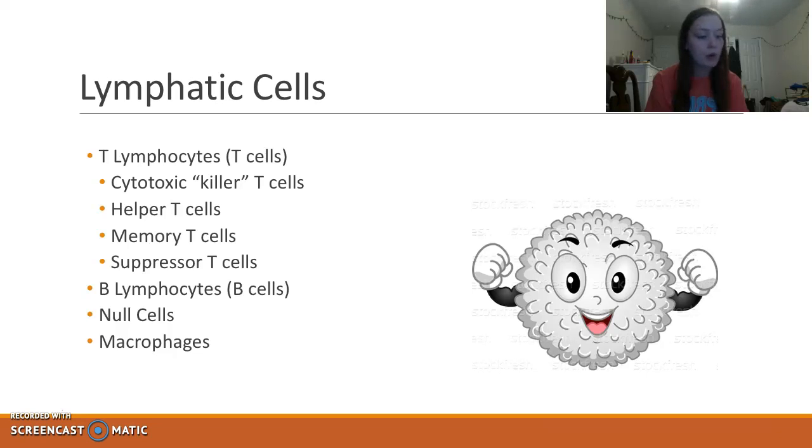And you have your B lymphocytes or B cells, which respond to a specific antigen and cause the production of antibodies. Then you have your null cells, which are large granular lymphocytes or natural killer cells, and macrophages, which ingest and destroy tissue, debris, bacteria, and other foreign matter. This process is known as phagocytosis.